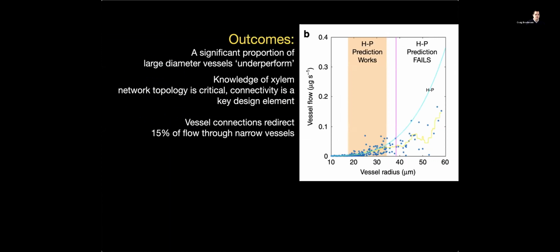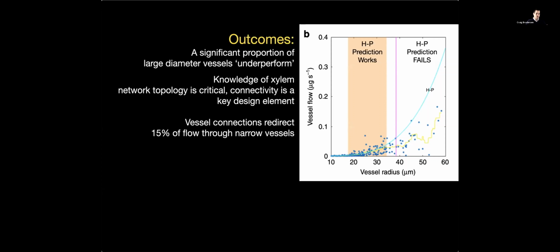One of the outcomes of this is on the right-hand side here, where we have our vessel flow on the y-axis in micrograms per second, and then we have our vessel radius on the x-axis. The blue line running through there is our Hagen-Poiseuille equation and our predictions. For small diameter vessels, it appears that the Hagen-Poiseuille equation actually does a pretty good job of predicting what the actual flow rate is in this particular plant. But most of the large diameter vessels are actually underperforming compared to what you would expect.